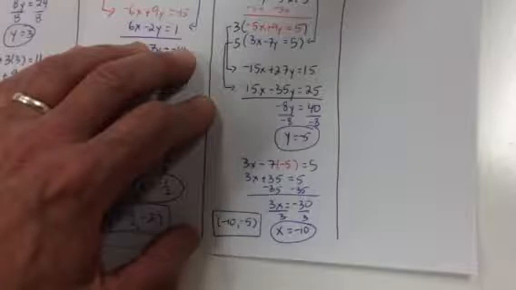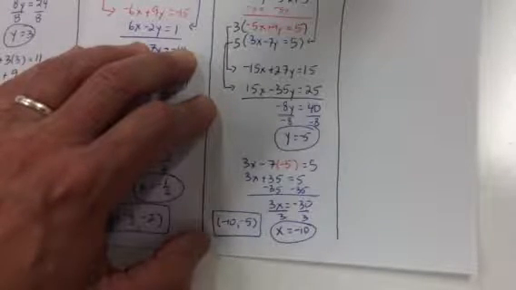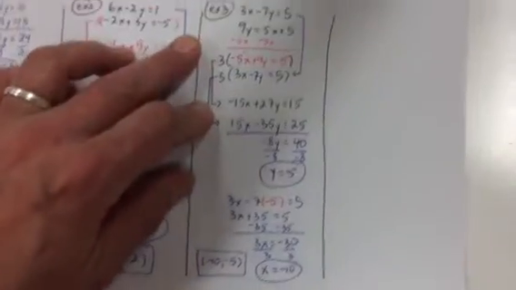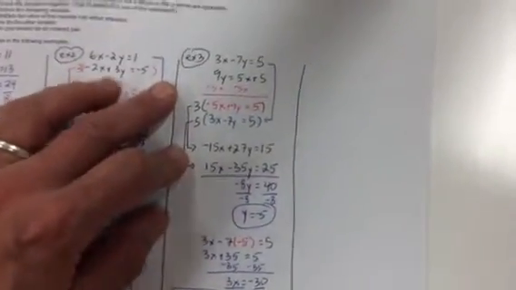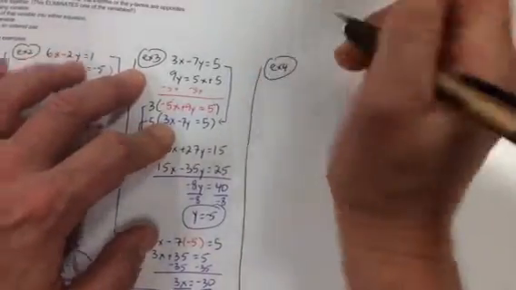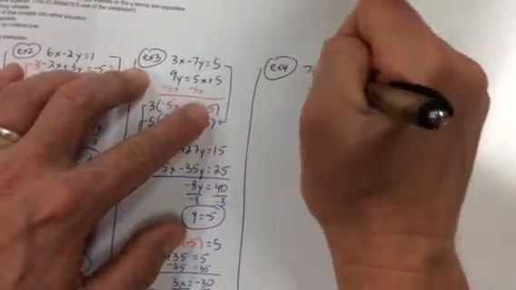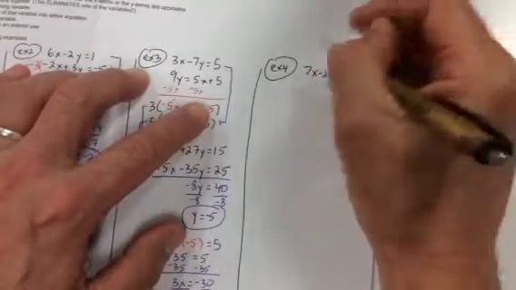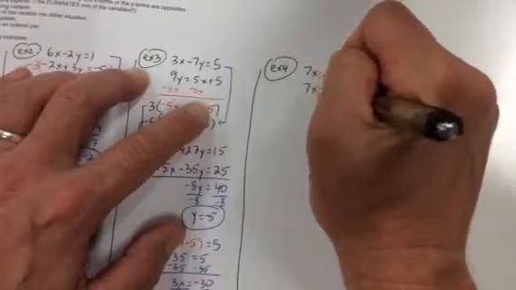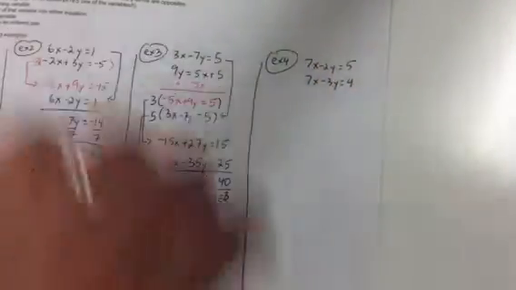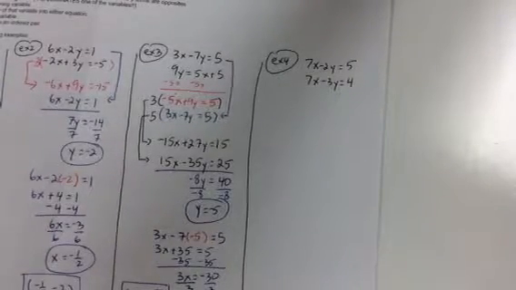Okie dokie. We have one more to do, and I'm going to write it down, and then I'm going to want you to do it, but let me go ahead and write it down first. So example 4. Let's do 7x minus 2y equals 5. And let's do 7x minus 3y equals 4. Okay, why don't you go ahead and pause this, and let's see what you can do.